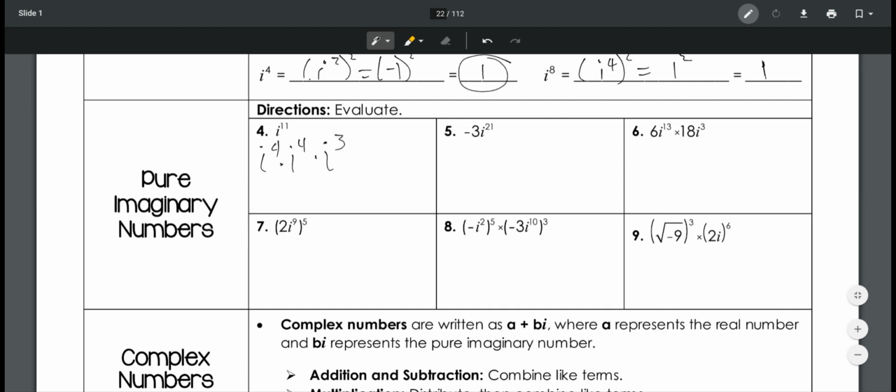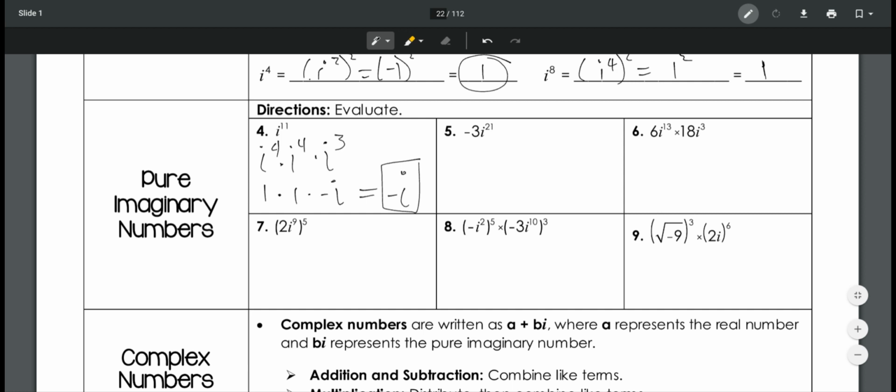So I'm going to break it down as small as I can. Well, I know that i to the fourth is a 1, and I know that i to the third is -i. So my final answer is just -i.